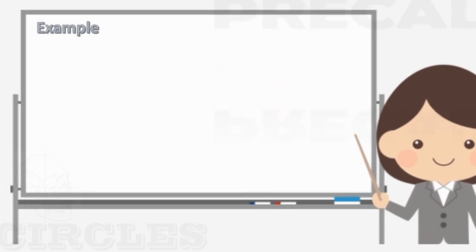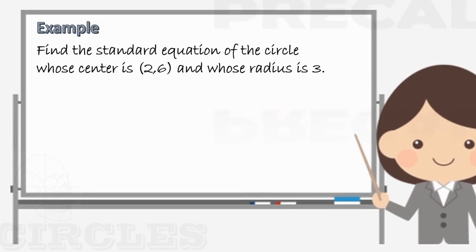For example, for case number 3, find the standard equation of the circle whose center is at 2 and 6 and whose radius is 3. So, mga given natin, sulat natin yung mga given. Center HK is equal to 2 and 6. So, yung h natin is 2. Then, k is equal to 6. Then, yung radius na given is 3 daw.